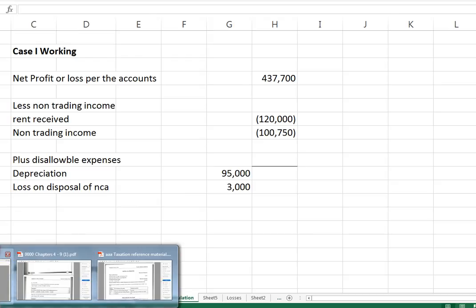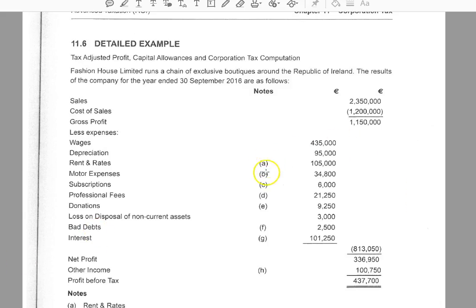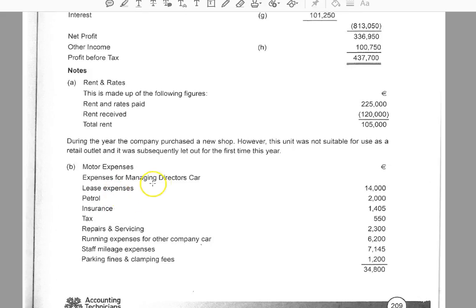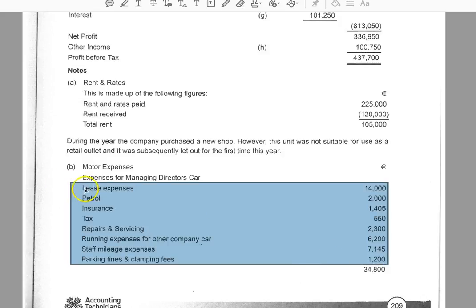Then we look at the rest, which are the notes. Rent and rates paid, fine, it's an expense. And then rent received, we've already deducted that. Motor expenses. These are all expenses for the managing director's car. Now a bit confusing here, it starts on lease expenses, 14,000, some of that is going to be added back. Petrol, insurance, tax, repairs, running, staff miles.